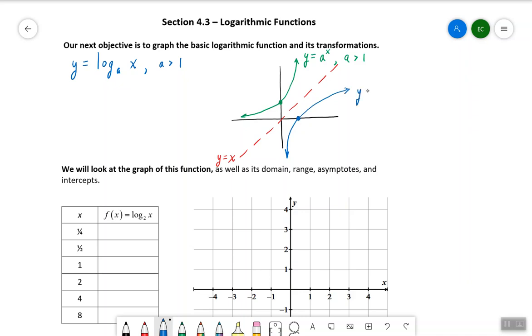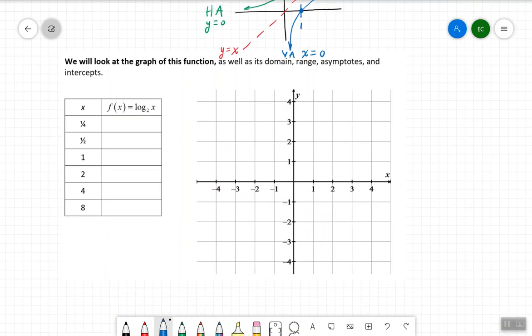So this is the graph that we're interested in. It's log base a of x, where a is greater than 1. And it has a vertical asymptote at x equals 0. And just for the sake of completeness here, let's label the horizontal asymptote on the exponential, and let's also label the intercepts on both graphs. Okay, so the new graph is the graph in blue.